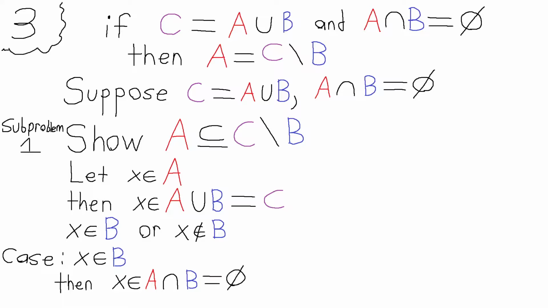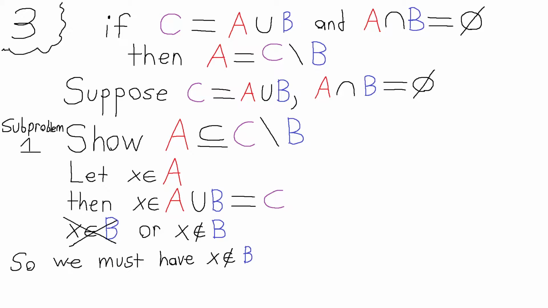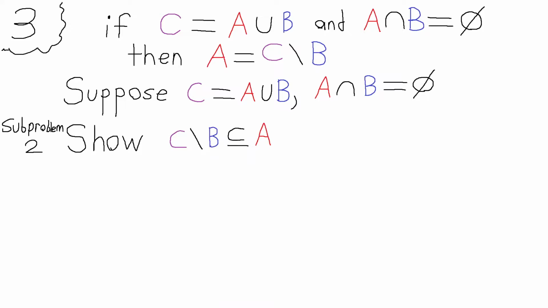But by assumption, this intersection is empty. So we reach a contradiction, and we see that X can't be an element of B. So we must have that X is not an element of B. So then this means that X has to be an element of the complement of B and C. So we're done. Now let's show that the right side is a subset of the left side.